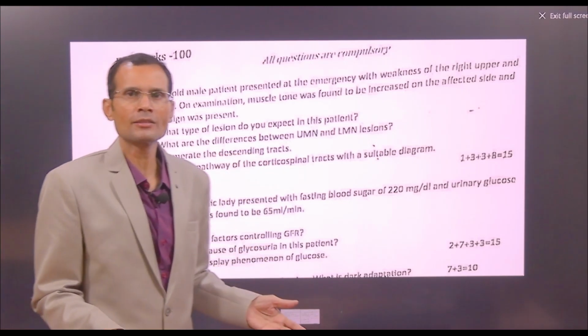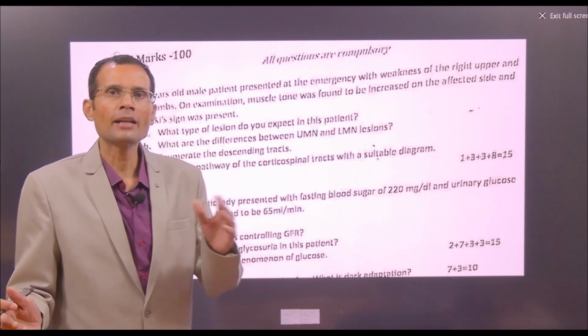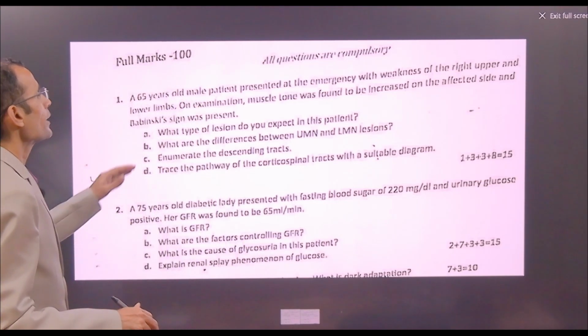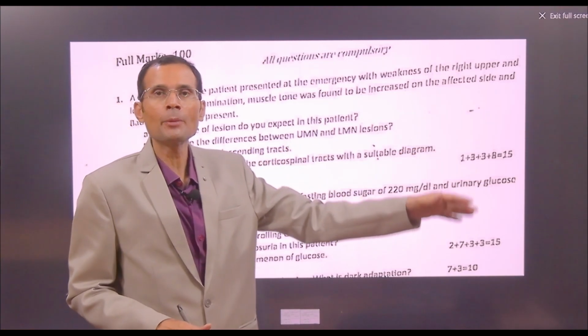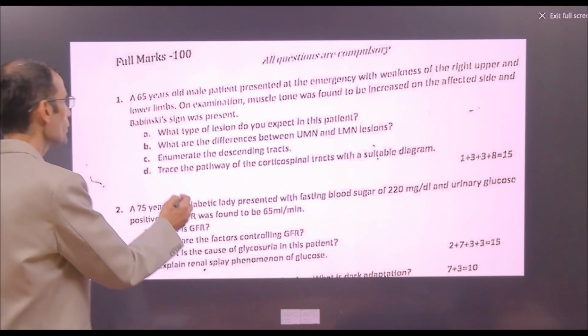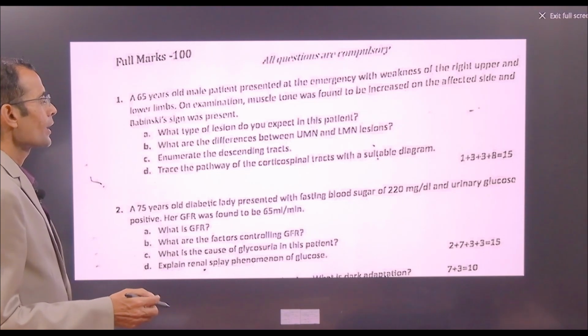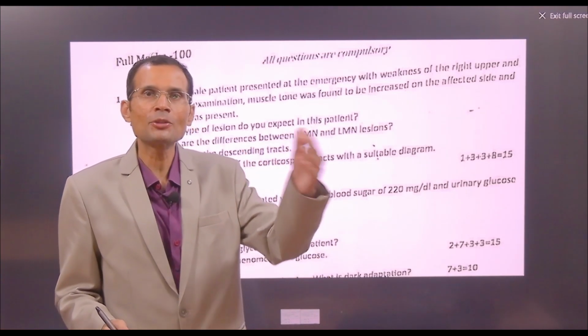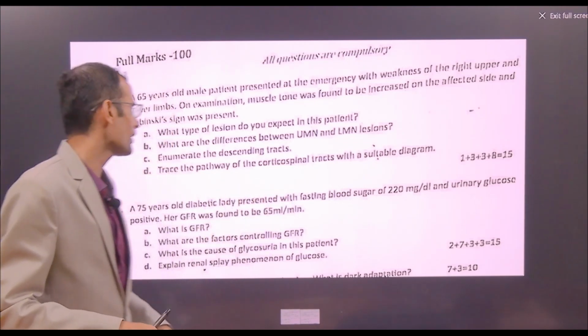Enumerate the descending tracts. Pyramidal tract and the 4 extrapyramidal tracts. Go to the theory, read it. And differences between UMN and LMN lesions. All this is theory. Okay. You will require a lot of theory in this. Look at the second question. The questions are unrelated to the case or mildly related.